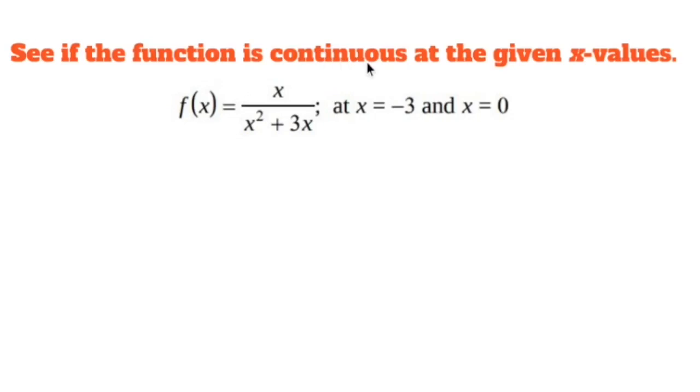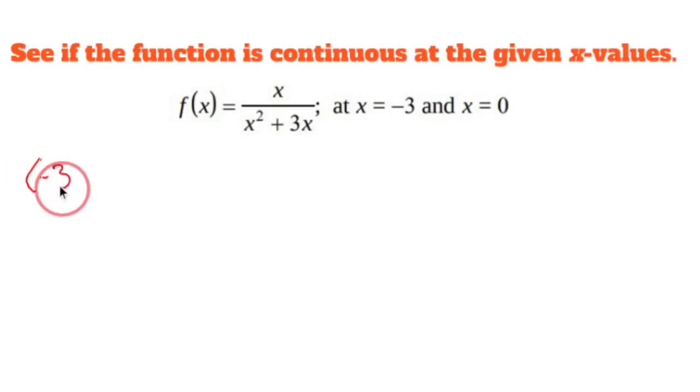See if the function is continuous at the given x values. We've got -3 and we've got 0, and a function is continuous as long as the denominator is not 0. That's called undefined if it is. So what I need to do is plug in -3, see what I get, and plug in 0 and see what I get. So let's start out with -3.